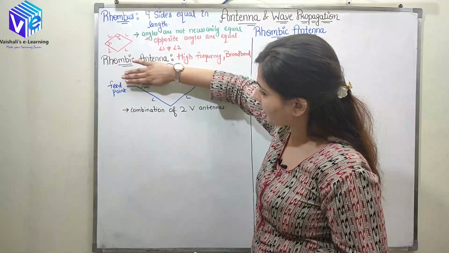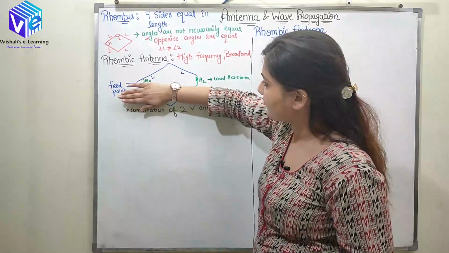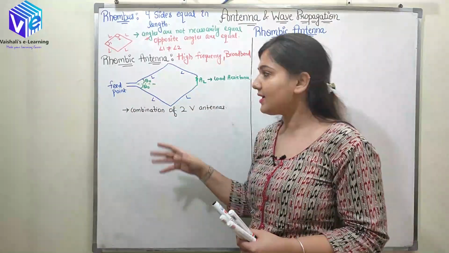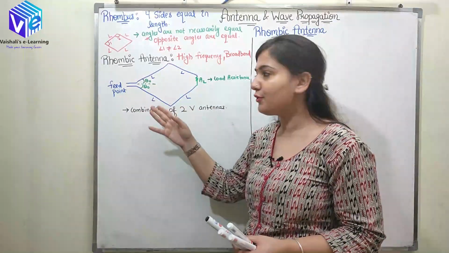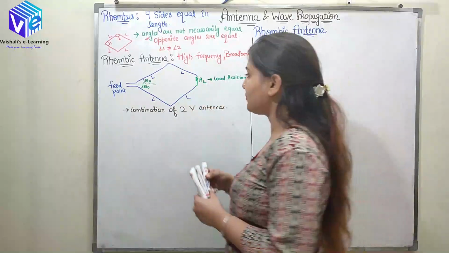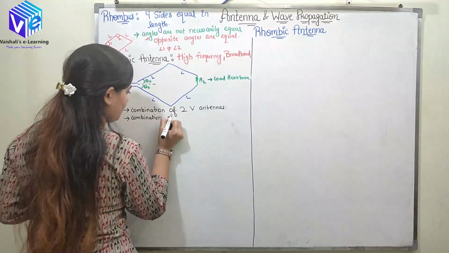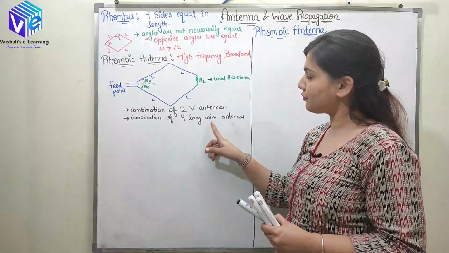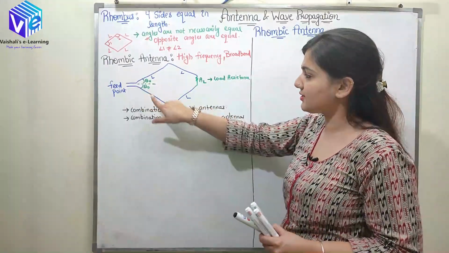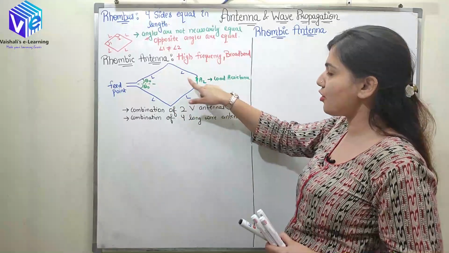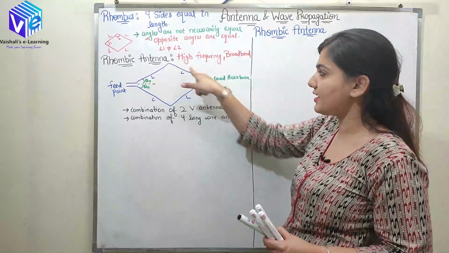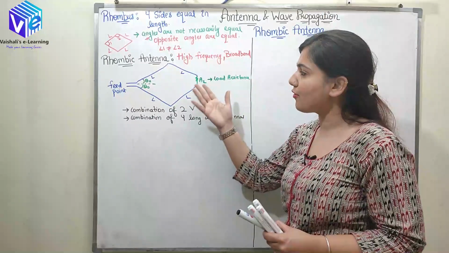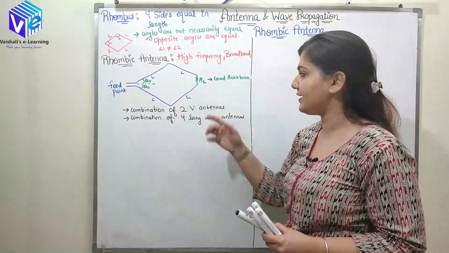If I cover this part, it's a V antenna. If I cover this part, it's also a V antenna. Similarly, I can say it's a combination of four linear antennas. So it's a combination of four long wire antennas. So this is a long wire antenna, this is also a long wire antenna, this is also a long wire antenna, this is also a long wire antenna. We can imagine it as a combination of four long wire antennas.